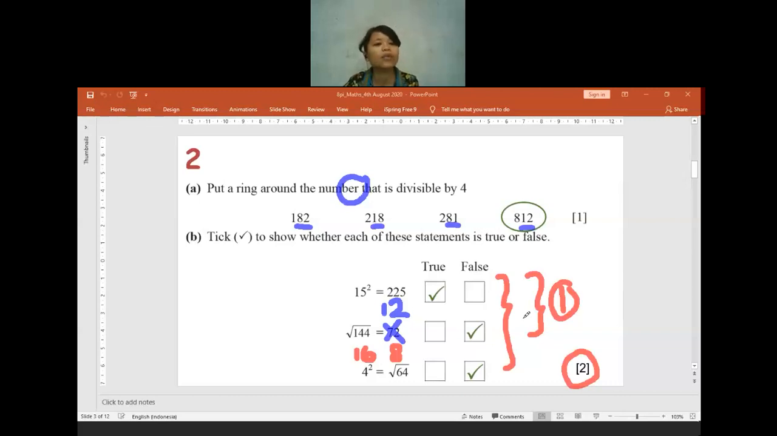Okay, is there anyone who is confused so far, before I move to the next question? No? Okay, if you have no question, I will move to question 3.